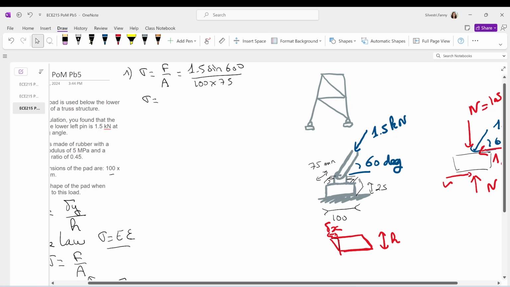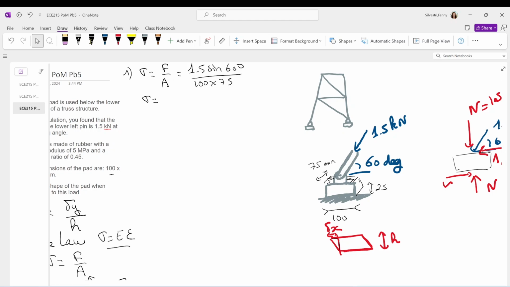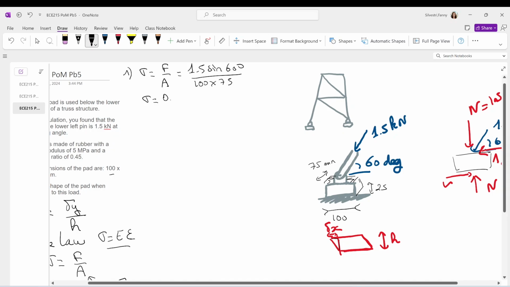So sigma, the normal stress. Well, did I get that information? I don't know if I found it. Oh, here we go. Let me put it there again. So sigma, P normal divided by 100 times 75, equals 0.173. Yes, 0.173 MPa.